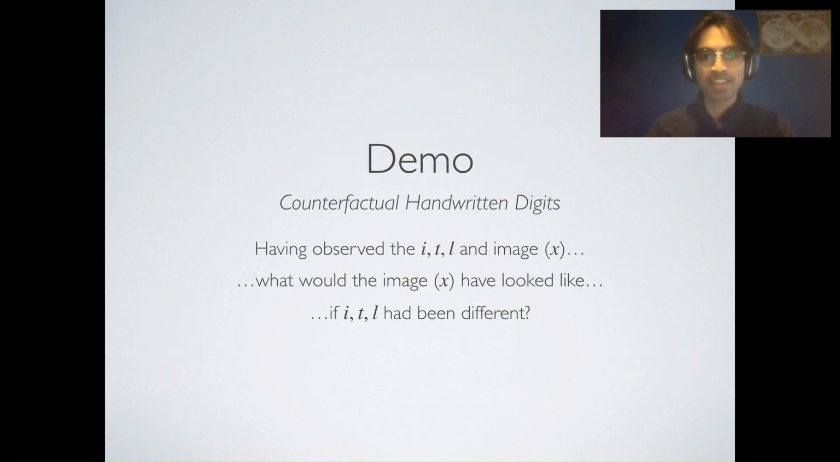After observing the intensity, thickness, label, and an image of a handwritten digit, we want to know what would have happened had the intensity, thickness, or label of that image been different in a hypothetical past. The answer to this question will be an automatically generated image of a handwritten digit.